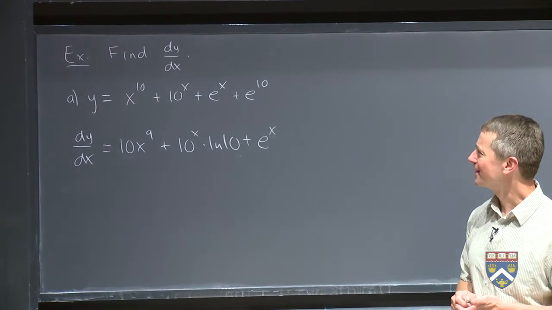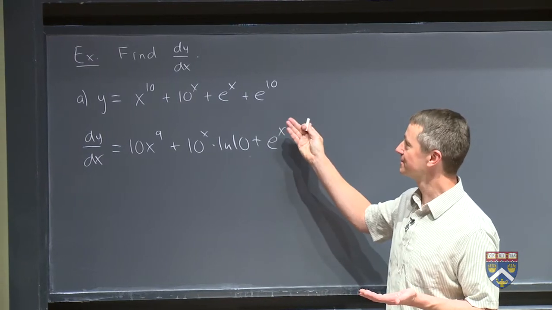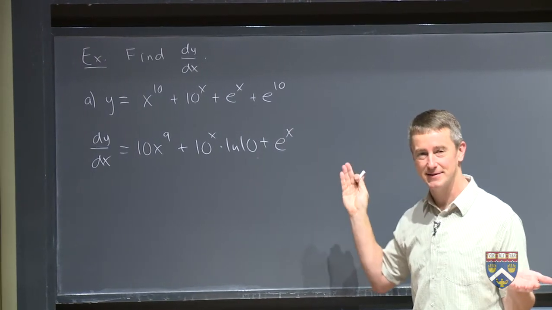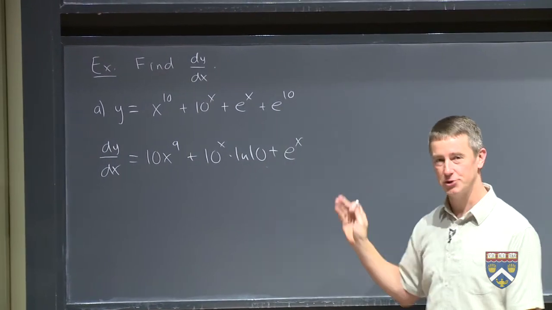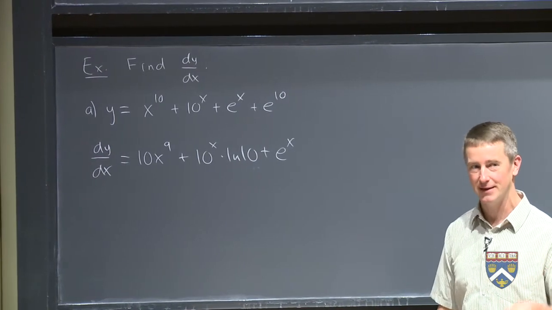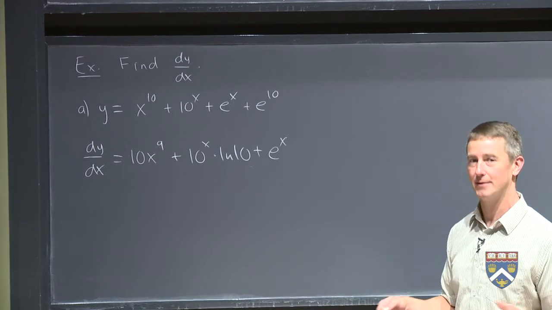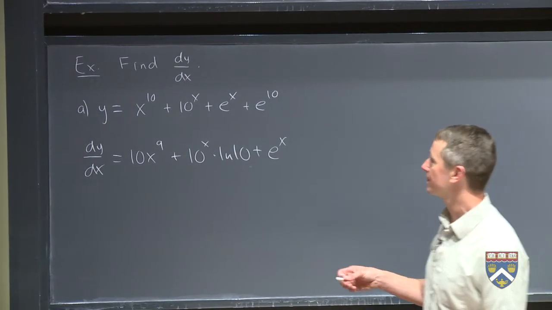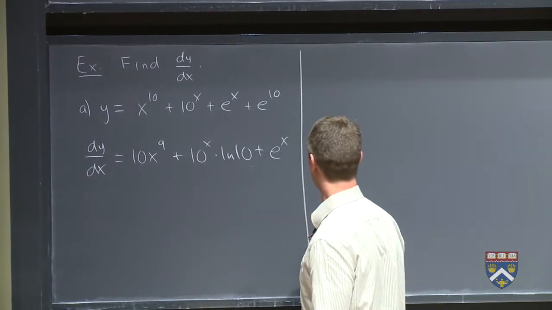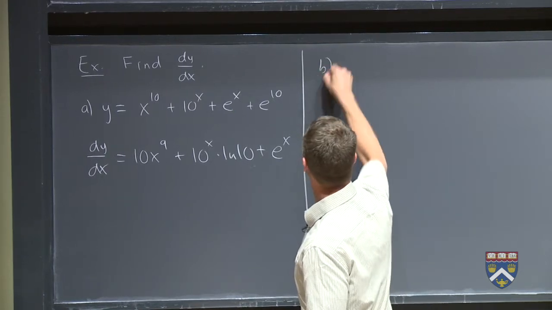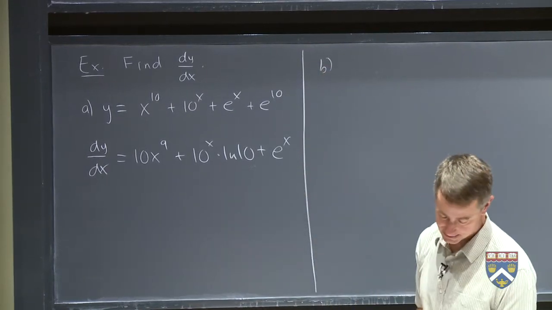Tempting to say that, but let's look for where the x is. There is no x. E to the 10 is a number, right? E is some number between 2 and 3. If I raise a number between 2 and 3 to the 10th power, I just get another number. It's a big number, but it's still a constant, and the derivative of every constant is 0. So that is, derivative of e to the 10 is just 0.